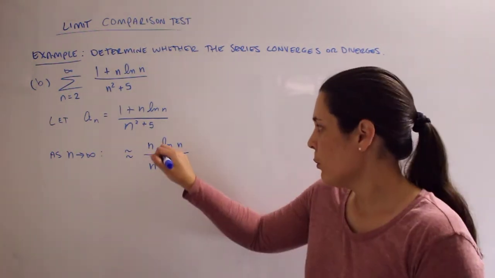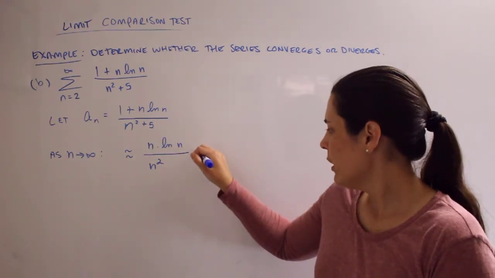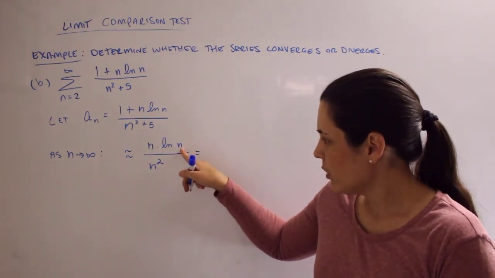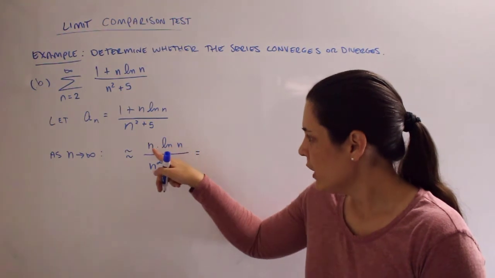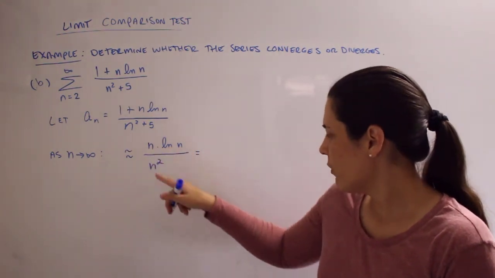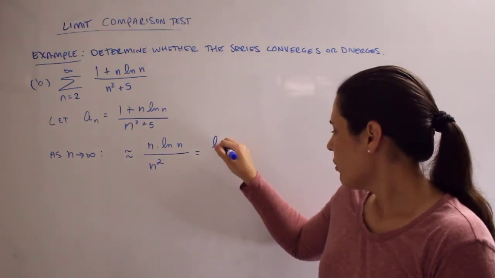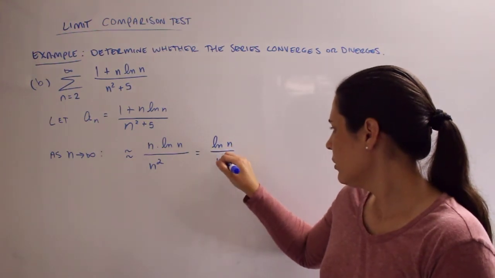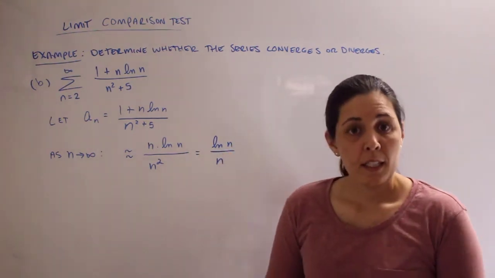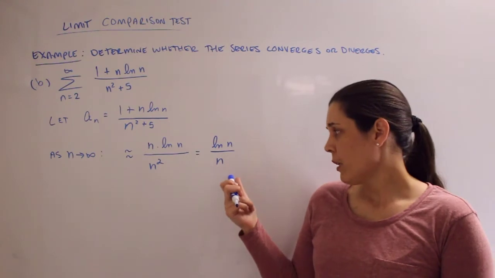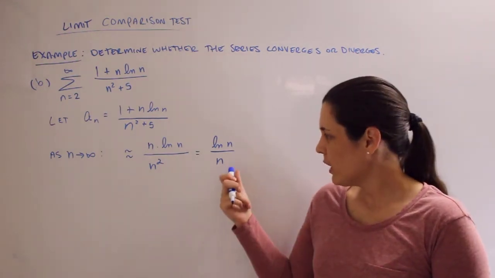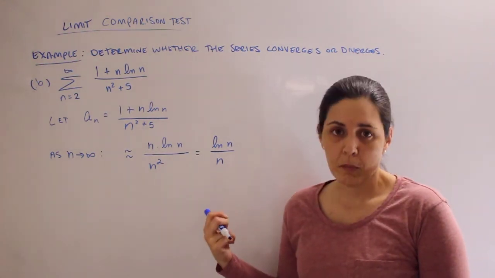Multiplying here by an n in the front, this is natural log of n. You're taking the log of that one, but this n is being multiplied, so we can divide out an n. We have natural log of n over just n. From here there's not much else we can do, so we have to think about what we could possibly compare to at this point.